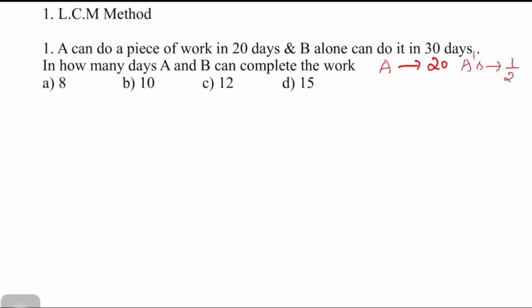1 by 20. Then B can do the work in 30 days, so B's 1 day work is given by 1 by 30. Then we take 1 by 20 and 1 by 30 and add them together. In how many days can A and B complete it together? A plus B is equal to 1 by 20 plus 1 by 30, and then we take the LCM, multiply, and all that in the regular method.